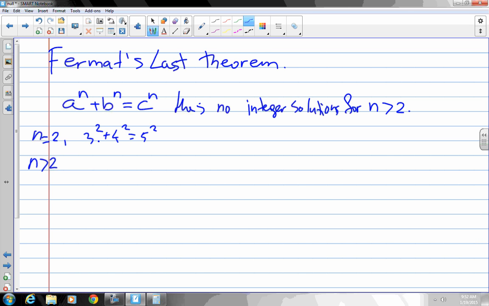Okay? And he wrote that thing on the margin of his book, and I quote, he wrote, I have a marvelous proof to that theorem, but I don't have enough space to write it down on that little margin. So they only saw that after he died. They've been trying to prove that for about 350 years after his death. They finally did. That thing was proven in 1994.